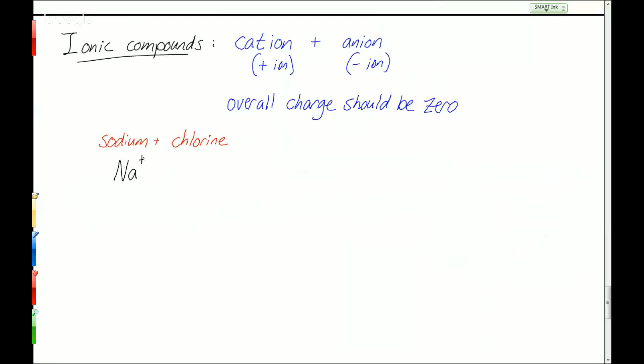What about chlorine? Anion. Yeah, and what number? One. -1. Do those charges balance, plus and minus? They do. So that means that our overall compound is going to be NaCl. Just one of each, they'll balance out.